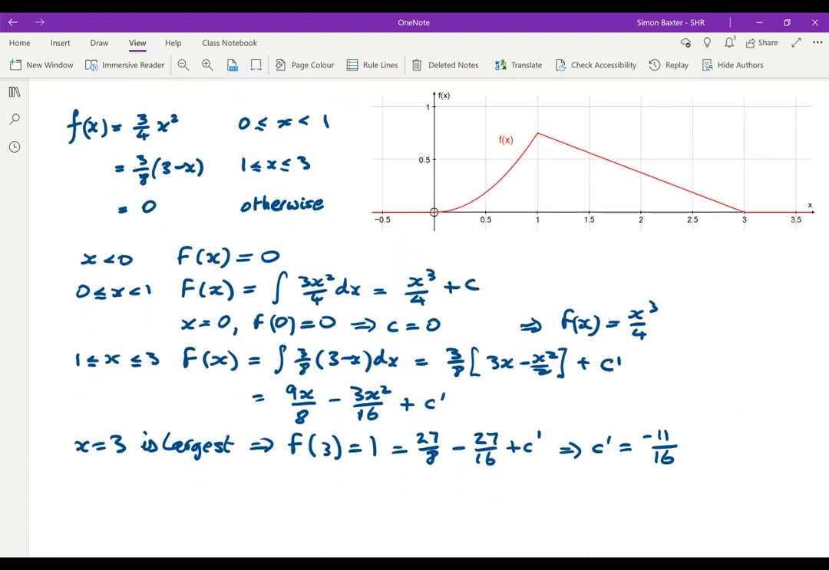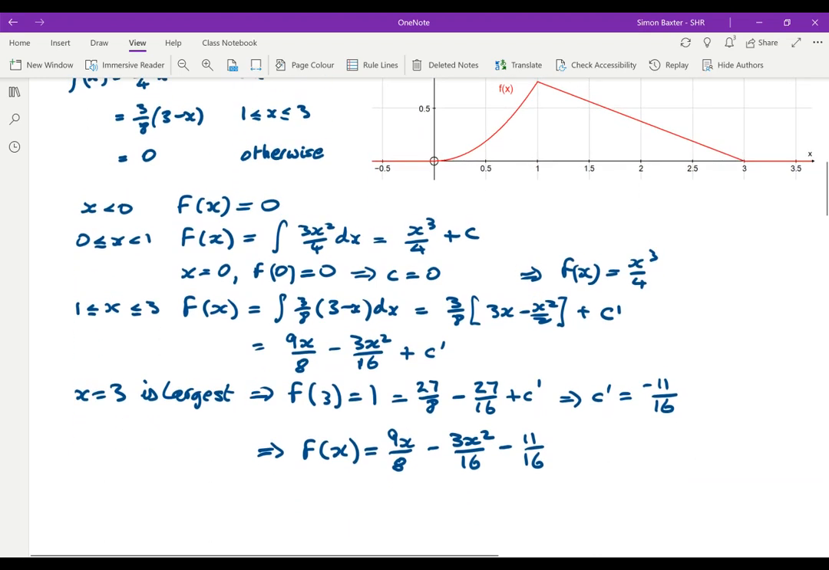And so in this part of the graph, between 1 and 3 for x, we get that F of x is equal to 9x over 8, minus 3x squared over 16, minus 11 over 16. For x greater than 3, F of x has to be 1.